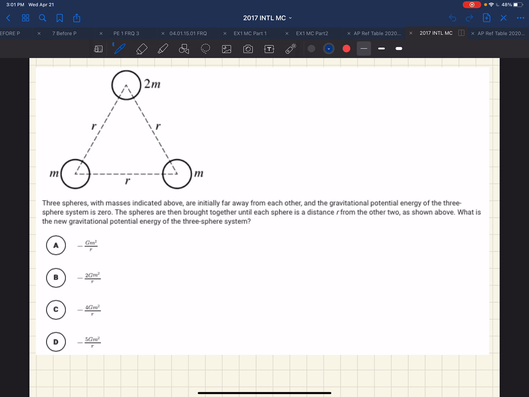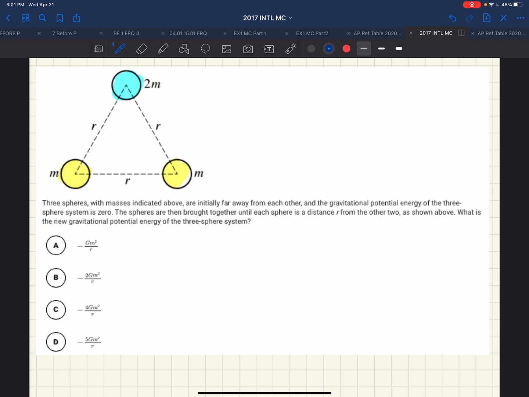So in this question, we have three spheres. We notice that one is 2m, this one is m, and this one is m, and they are all separated by a distance r. And their masses are initially far away from each other.